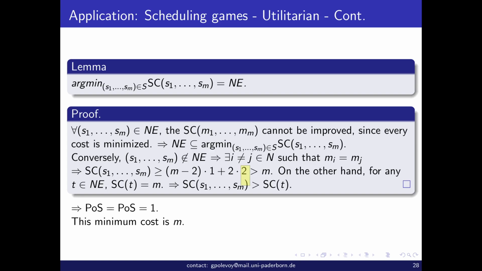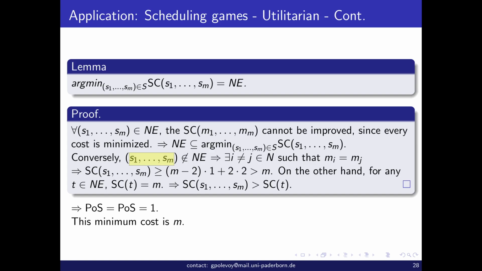So the social cost incurred by this profile is strictly larger than m, because it's m minus 2 plus 4. So it's m plus 2. It's strictly larger than m. On the other hand, we know that any Nash equilibrium incurs the social cost of m. So the social cost of this profile, which we took, S1 till Sm, is not minimum. So we have proven the lemma.